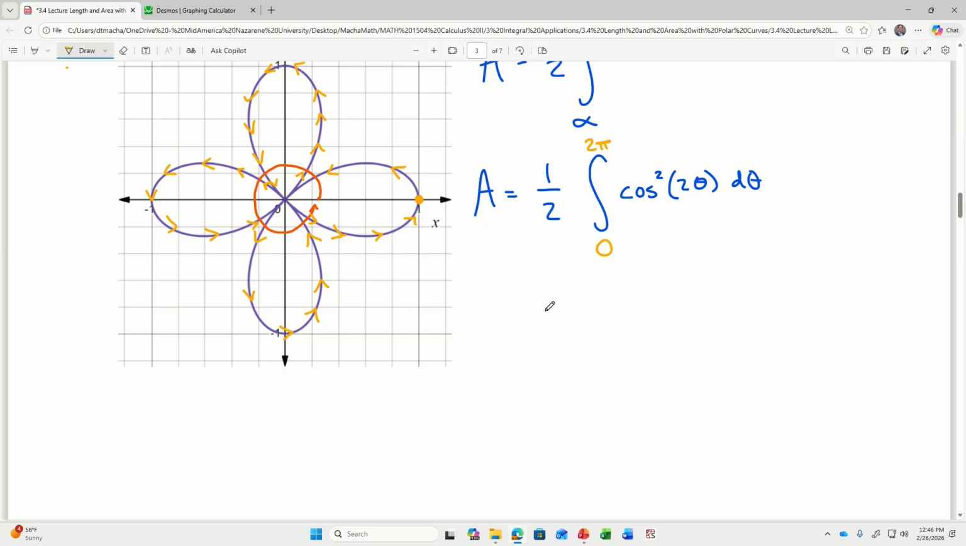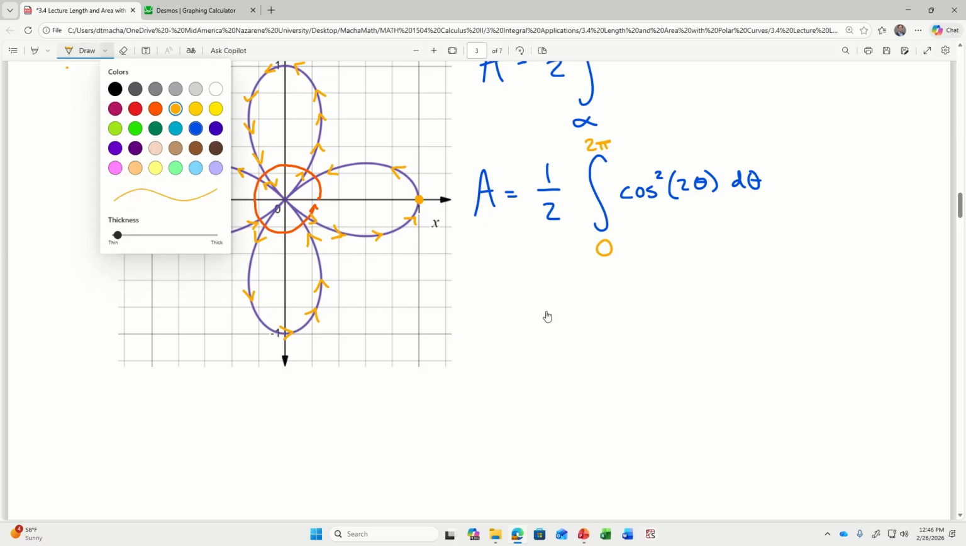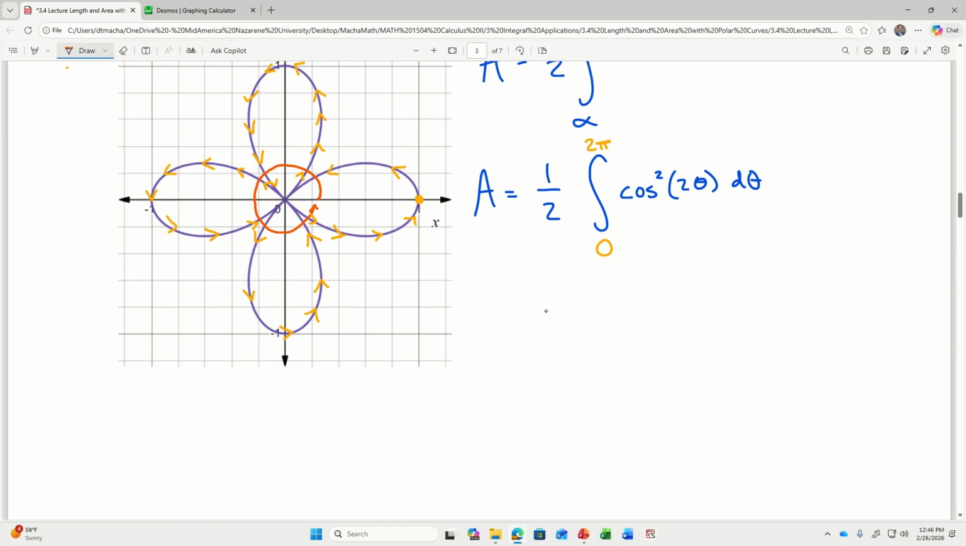And then once we get our lower bound and upper bound figured out, we have to take an antiderivative of cosine squared. How do I take the antiderivative of cosine squared? Do you know?